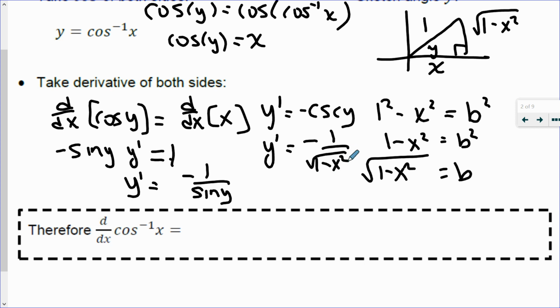Now, y was the cos inverse of x, so y prime will be the derivative of cos inverse of x. So now we know that the derivative of cos inverse of x is equal to negative 1 over the root of 1 minus x squared. So again, they are the same. Cosine and sine are the same. The only difference is that cosine, because it's a c function, the derivative of cos inverse will be negative. Okay, so that's sine inverse and cos inverse.